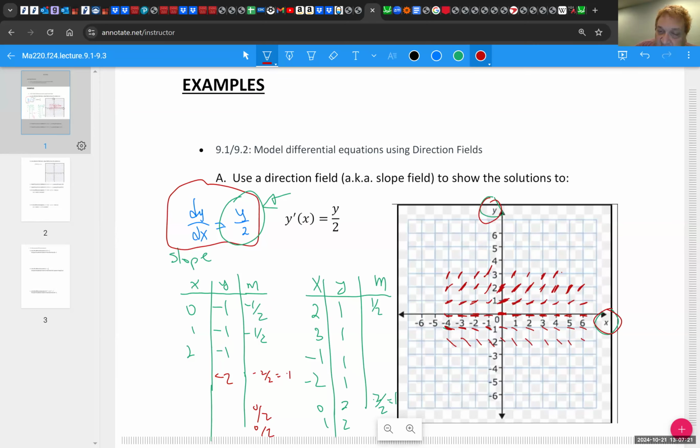So at negative 3, it'll be a slope of negative 3 halves, which is steeper, like slope of negative 1.5. I'm just approximating these. Maybe they're not so great approximations. You can do better than me, perhaps, but we're just getting an idea of what these look like.